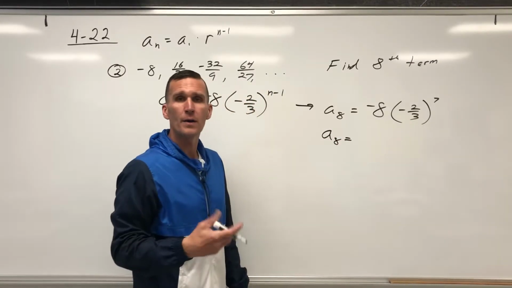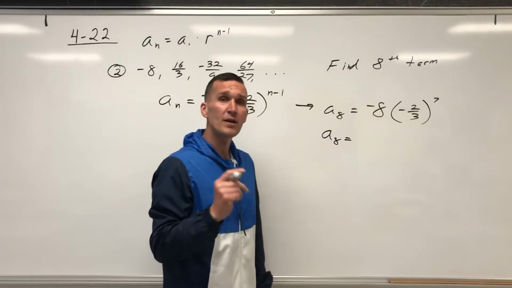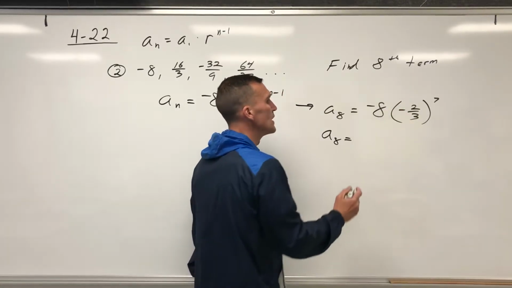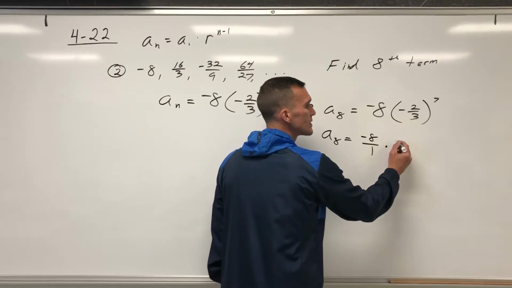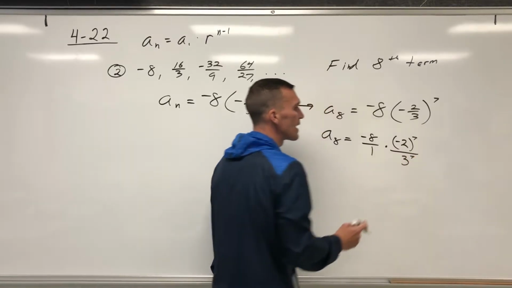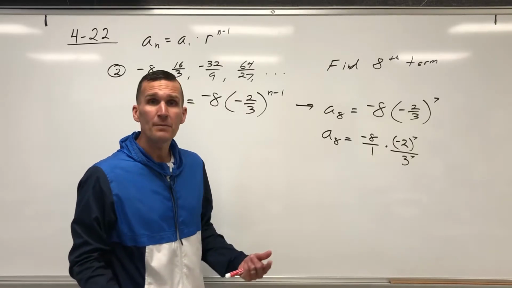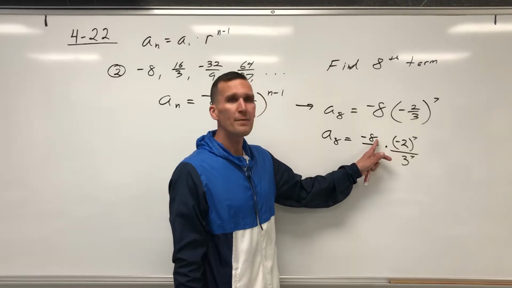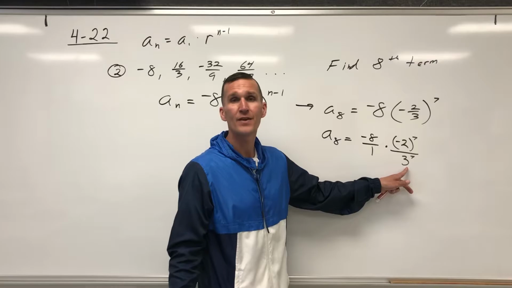Well, we know how to power a fraction. The power goes to the numerator and the denominator, but the negative sign only goes with one of them. So I always take the negative with the numerator. So now I really have negative 8/1 times negative 2 to the power of 7 over 3 to the power of 7. And I would look if anything is going to reduce. Since we know there's a bunch of 2's there, a bunch of 3's there, think about if 8 has any number that could reduce with the denominators, and there isn't.